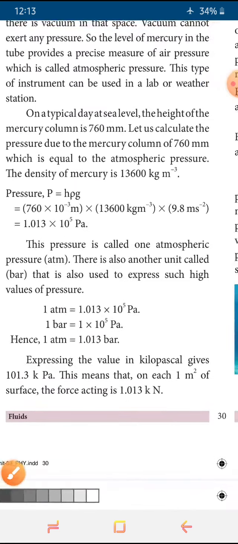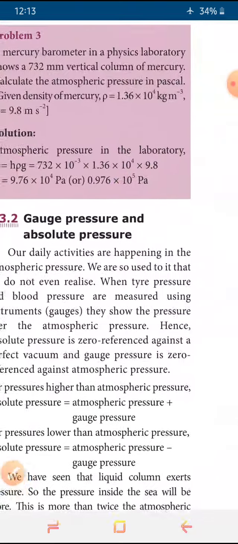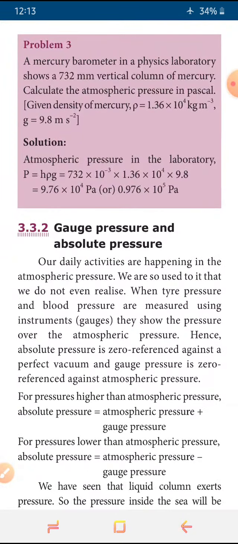Then we can write 1.013 kilo Newton. Okay, next problem number 3. This is a Mercury Barometer in a physics laboratory. Hope you understood about that Mercury Barometer. Yes, good. The Mercury Barometer in a physics laboratory shows 732 millimeter vertical, and they're asking to find the atmospheric pressure. There is a formula, h rho g.